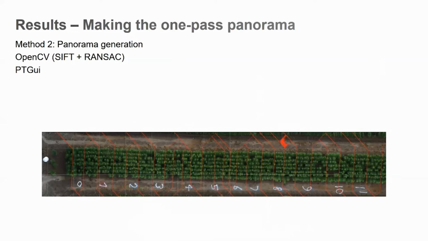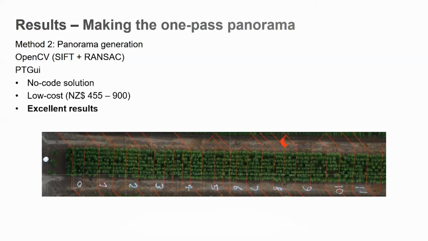What about our second approach, where we try to take single pass UAV imagery with moderate overlap and turn it into a panorama? Well, the first approach, where we used SIFT and RANSAC from OpenCV, worked fairly well. But what we found was that the no-code approach that we trialed using the commercial software PTGui produced extremely high-quality panoramas with virtually no loss of detail and very few seam lines. This is important because it's a no-code solution with a relatively low cost, and it produced excellent results in a short amount of time.